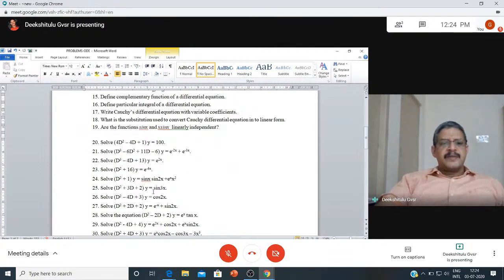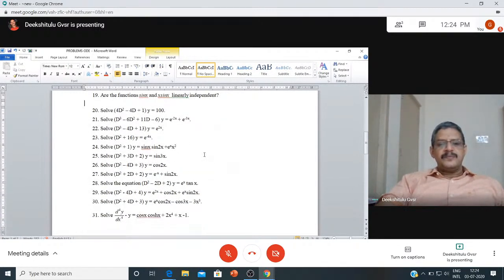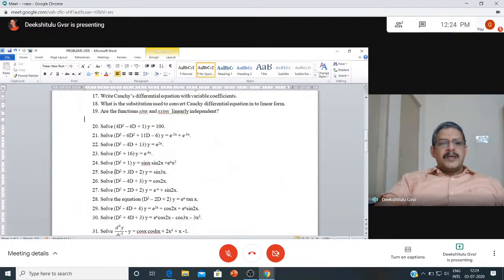e power x square. So D square plus 3D plus 2 on y is equal to sin 3x. Similar problems. For the particular integral of sin 3x, if you replace D square by minus 9, it becomes 3D minus 7. 1 by 3D minus 7 operates on sin 3x. So multiply and divide with 3D plus 7, so 3D plus 7 by 3D minus 7, and then replace D square by minus 9. So that's what we get here.